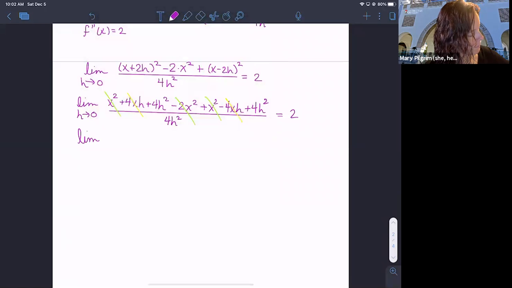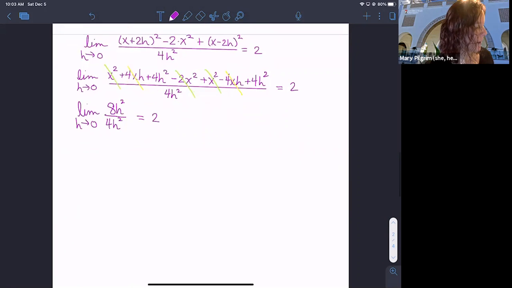Got the limit as h approaches 0. I've got 4h squared plus 4h squared, so I've got an 8h squared over a 4h squared. I'm trying to show that that's equal to 2. And sure enough, the h squareds cancel. 4 goes into 8 twice. And the limit as h approaches 0 of 2 is just 2. And so I've got 2 is equal to 2, and I've thus verified it.